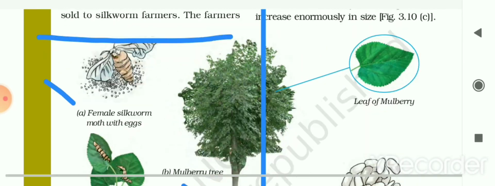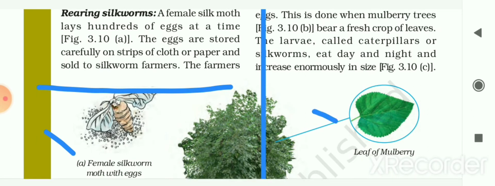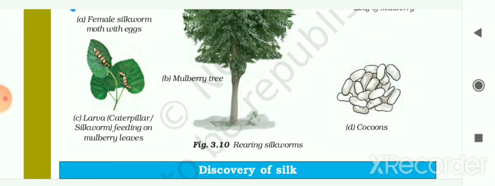This one is the leaf of mulberry leaves. So now the larva, called the caterpillar, or you can say also silkworm, eats day and night and increases enormously in size. They eat leaves day and night and increase illimitably in size. Here that is shown to you in figure 3.10c. Larva, that is you can say caterpillar and silkworm, feeding on the mulberry leaves.